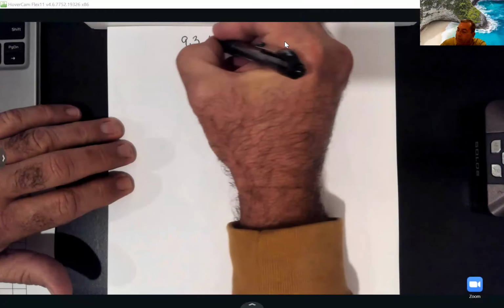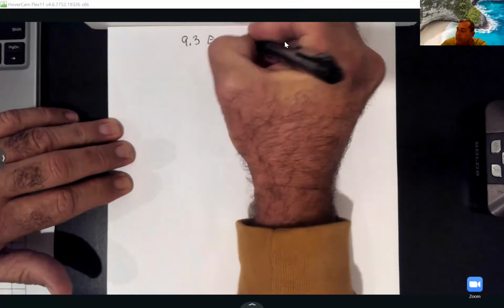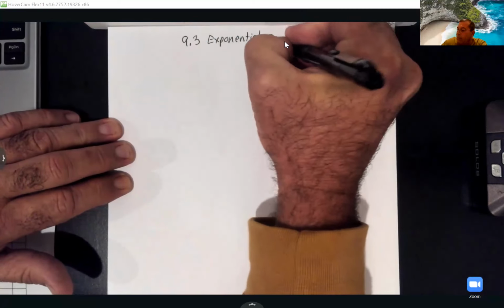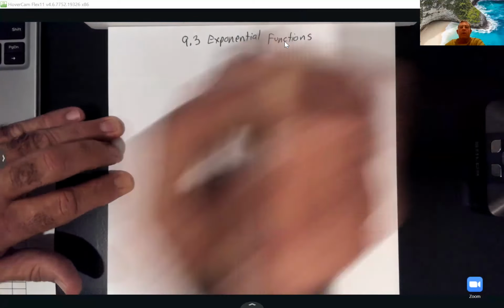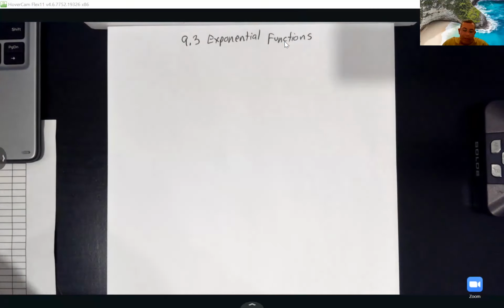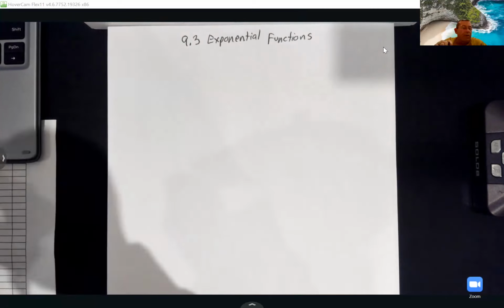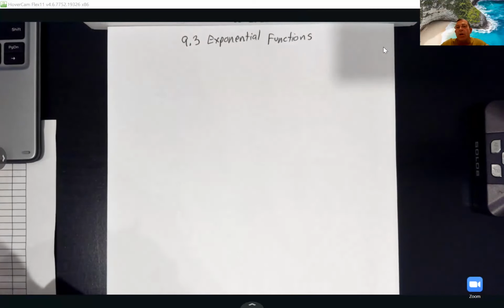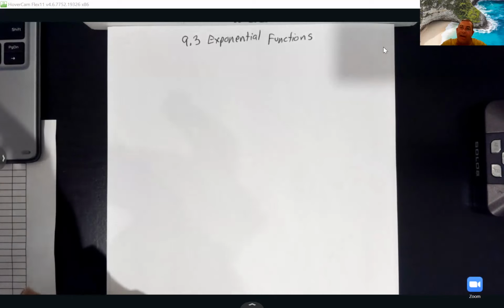All right, so 9.3, we're going to look at exponential functions. Before we get into graphing the exponential functions, we're going to introduce a new constant to you. It's used a lot in exponential functions that we're going to use later on in this chapter 9 material. But for today, they just want you to learn about it and how to use your calculator to find the value of it.